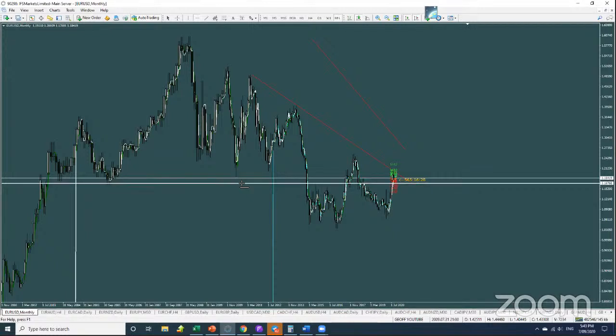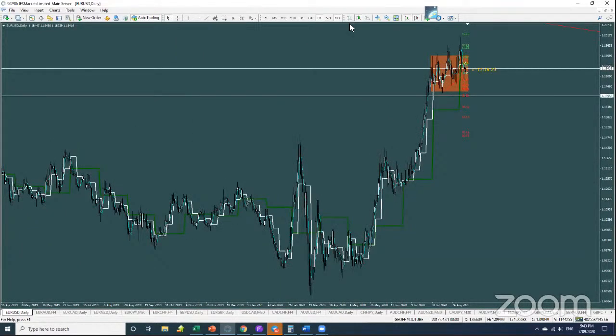Yeah, it's in there somewhere. All right, let's see where it is. Okay, that'll do.